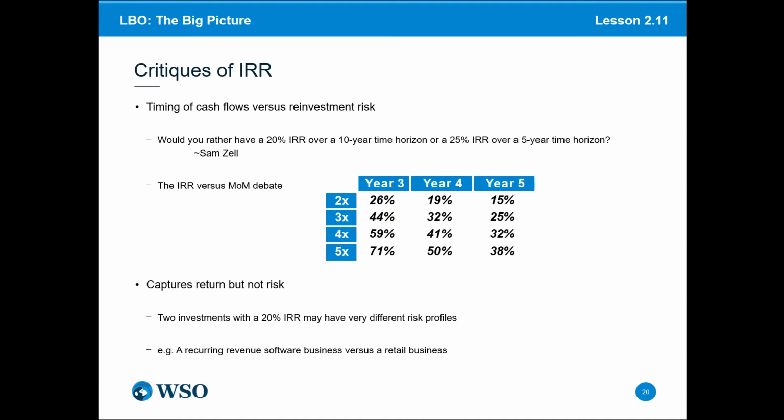For example, a software business with recurring revenue may be much more stable and less risky than a retail investment. So even if the retail business were to generate a higher anticipated return, there could be higher risk that we do not actually achieve that return. This is the critique of IRR. It's that it doesn't really account for this risk, and it is, again, difficult to do an apples-to-apples comparison of investment opportunities by only evaluating their internal rates of return.